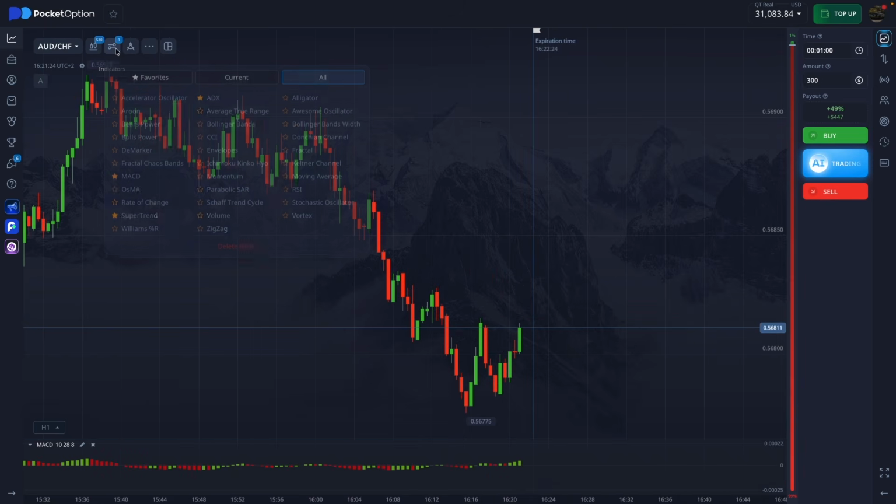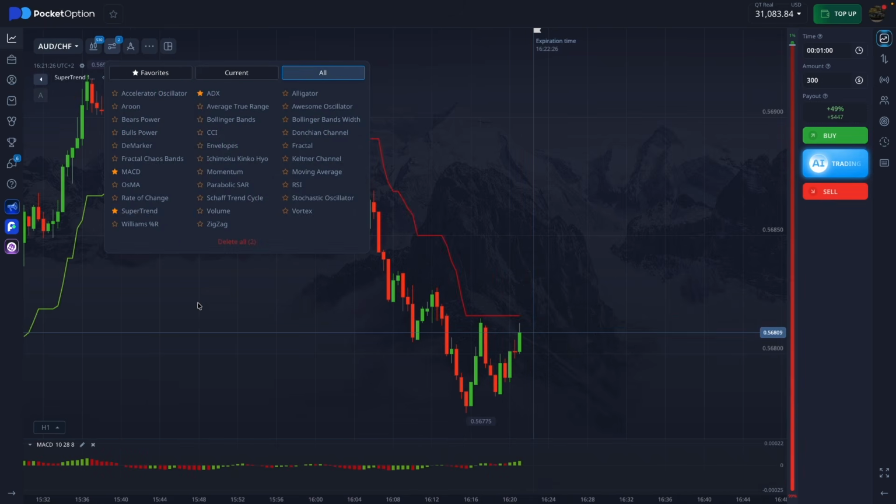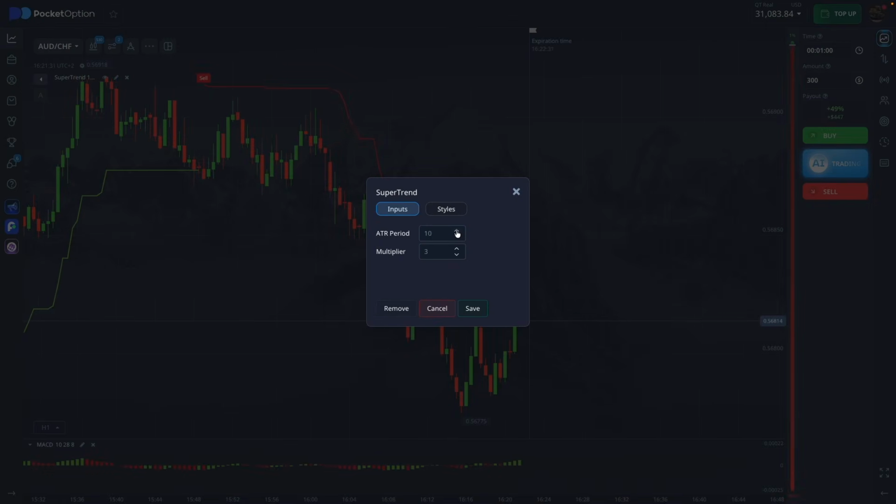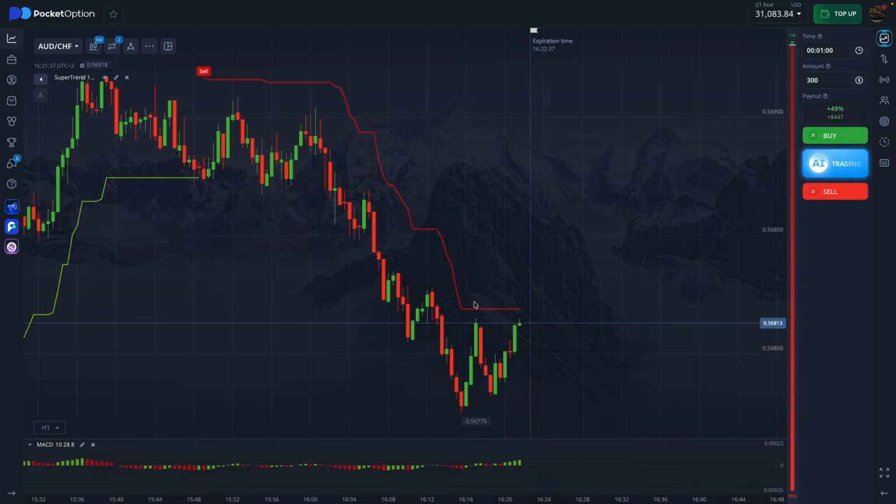The second indicator I will need today is called SuperTrend. I also add it to the chart. Then I go to the settings, and here I increase the period to 12, and in the second field I enter the value of 3.2, after which I click the Save button.